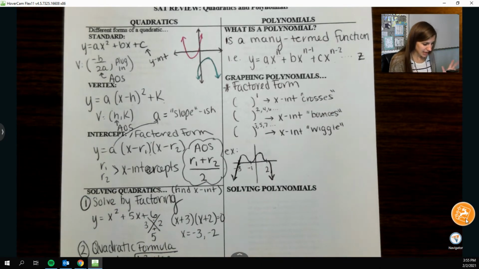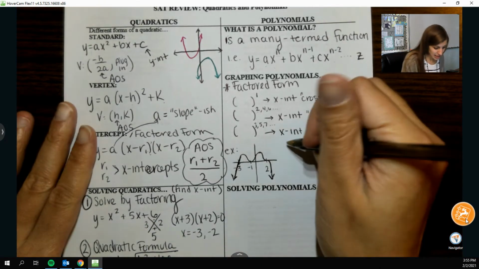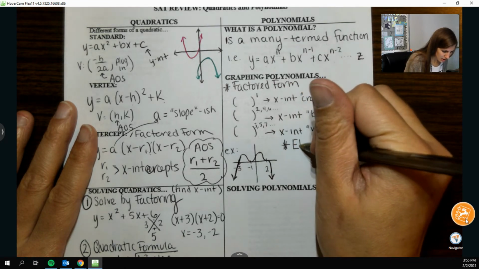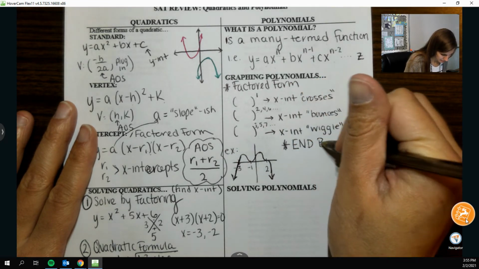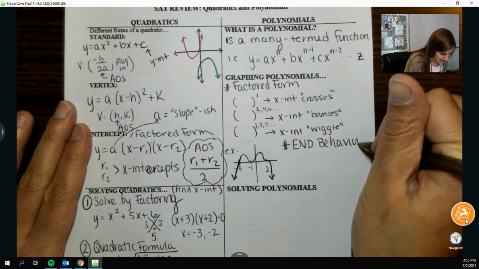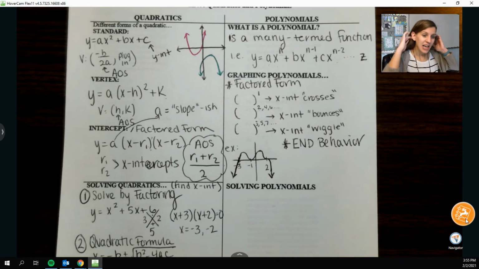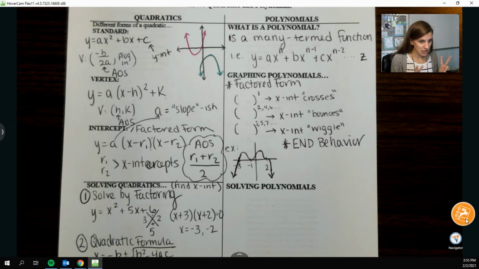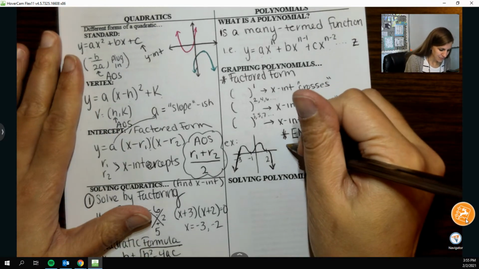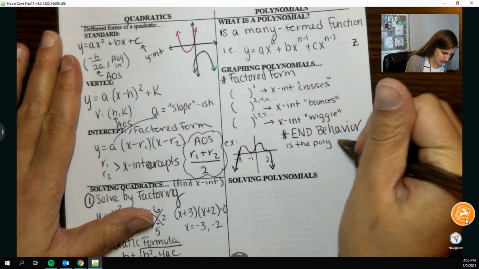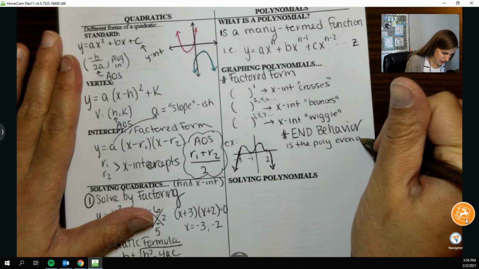So another big thing to consider when I'm graphing polynomials is this thing called end behavior. And end behavior is great, kind of. So with end behavior, there are two questions you need to ask yourself. Is the polynomial even or odd?